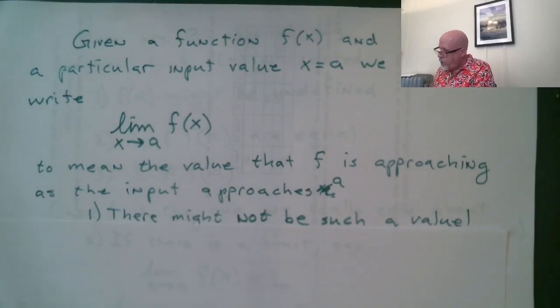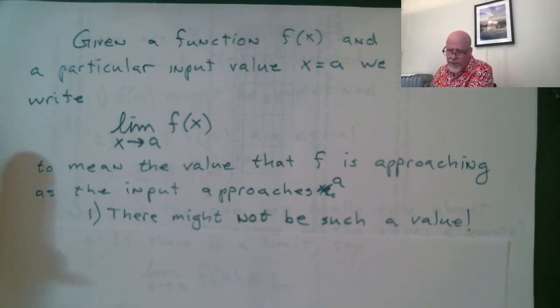All right. So here's a couple of issues. There might not be such a value, right? It might not be possible to decide what it looks like it's heading towards. Maybe it wiggles around infinitely often as you approach a. That's not typical. It's often the case that we can evaluate limits, but you need to know that it doesn't have to be that way.